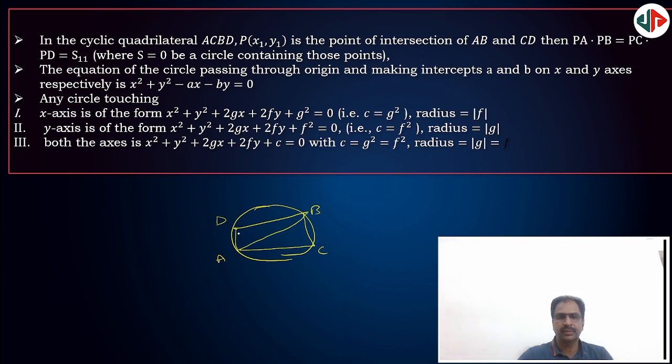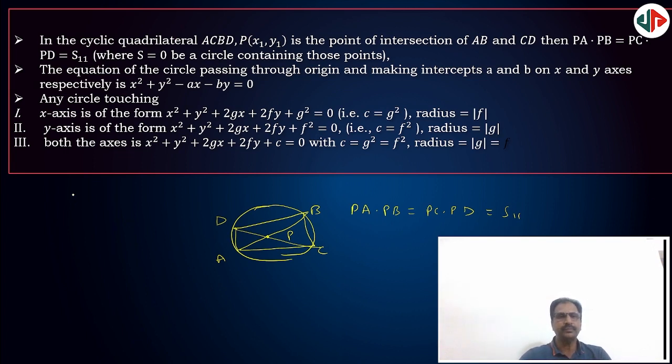This is AB, this is CD. If P(x1, y1) is the point of intersection of AB and CD, then PA into PB is equal to PC into PD, and both being equal to S11. PA into PB is S11, PC into PD is also S11, therefore PA into PB is equal to PC into PD is equal to S11.